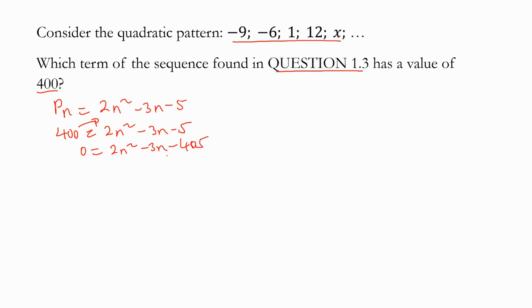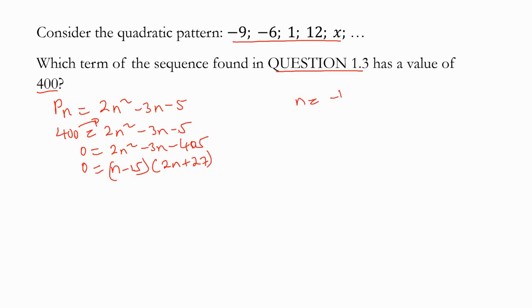So here we can factorize. 0 is equal to n minus 15, and then 2n plus 27. But for these big numbers like this, I find it easier to use the quadratic formula. So you can use the quadratic formula.